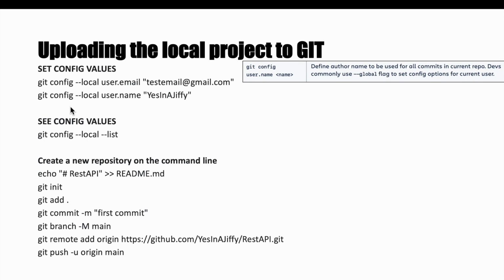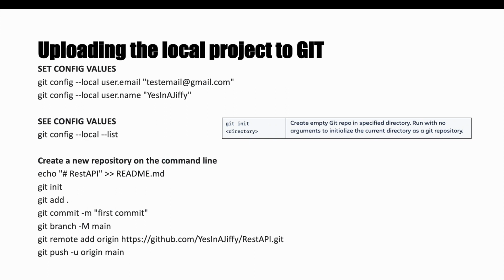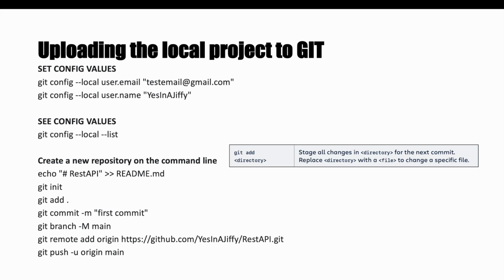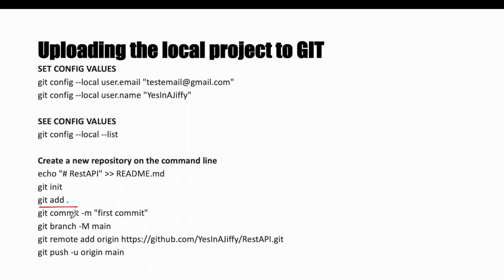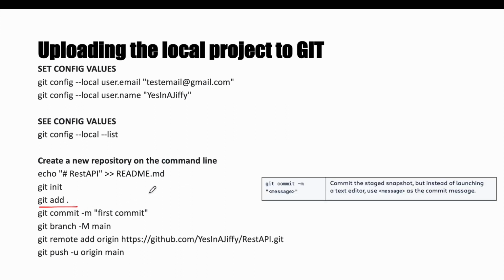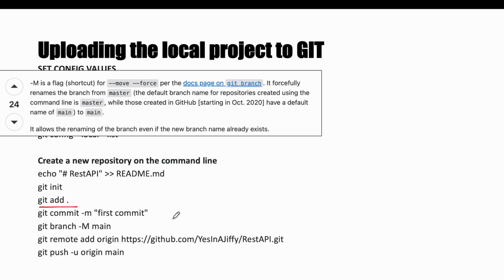Next comes your init command. If you have to initialize an empty repository, that's what init is. And if you want to stage your changes, you have to run git add. Git add is meant for staging, and dot here is the current directory, so it will stage the changes for commit. And commit is basically if you want to commit the staged snapshot, and this is the message which you want to write for the commit. And then we see the -m flag here, it is for renaming the branch.